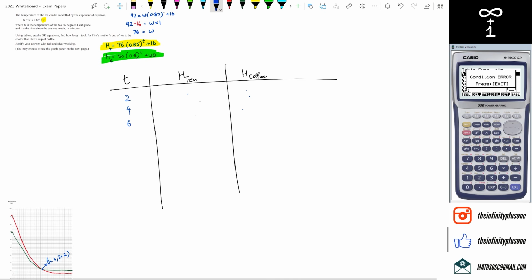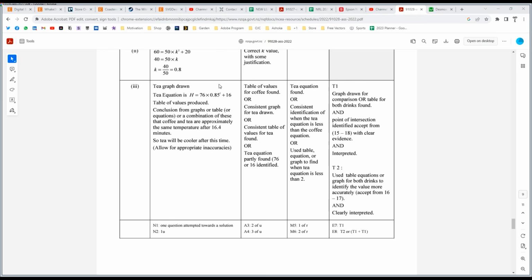So it's a bit of an odd question to finish off, but I want to show you guys the answer schedule just to show you what it shows. So T graph drawn, which we kind of did, T equation, which we solved, tables of values produced, conclusion from graphs and tables, which we said that approximately same temperature after 16.4 minutes, which we did, and T will be cooler after this time. So we just need to write a statement.